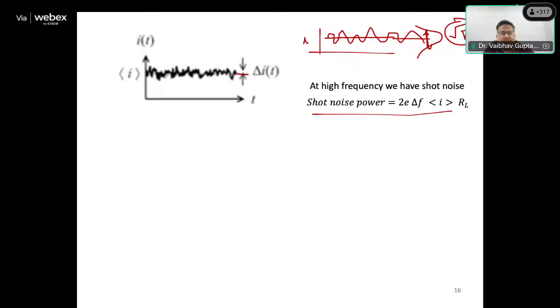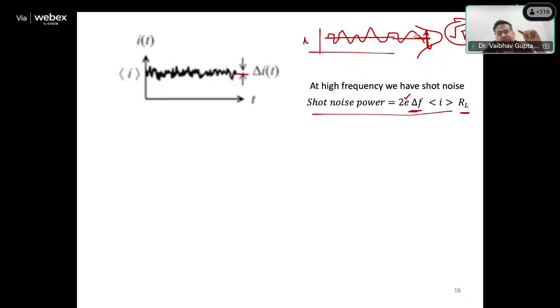And this is called the shot noise in your system, and this shot noise is the characteristic of your photon arrival, and this photon arrival is the characteristic of your source which you are using. So it will always be there, right? And how much will this shot noise be? If you compute it in terms of a formula, it will be 2eΔf I RL. RL is the load resistance, Δf is the bandwidth in your system, e is the charge of the electron, and I is the average current value, meaning this average value.